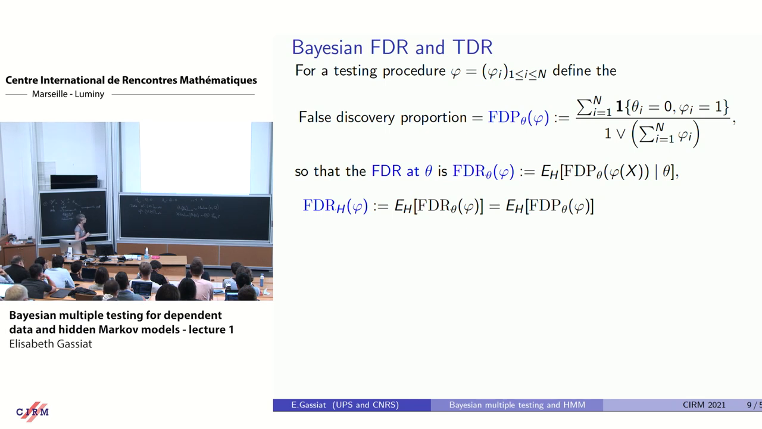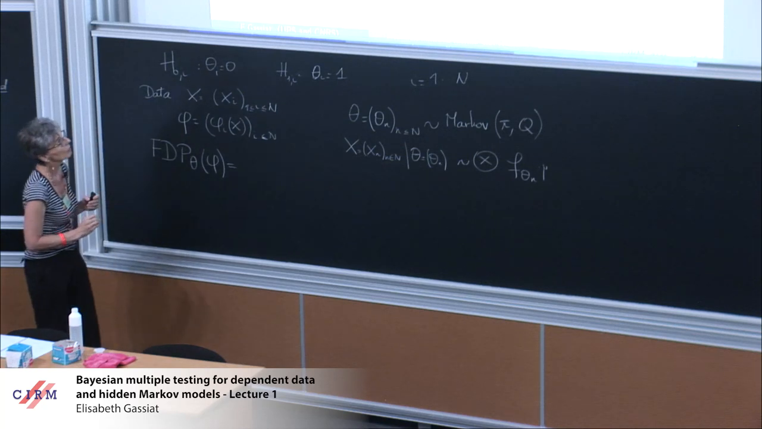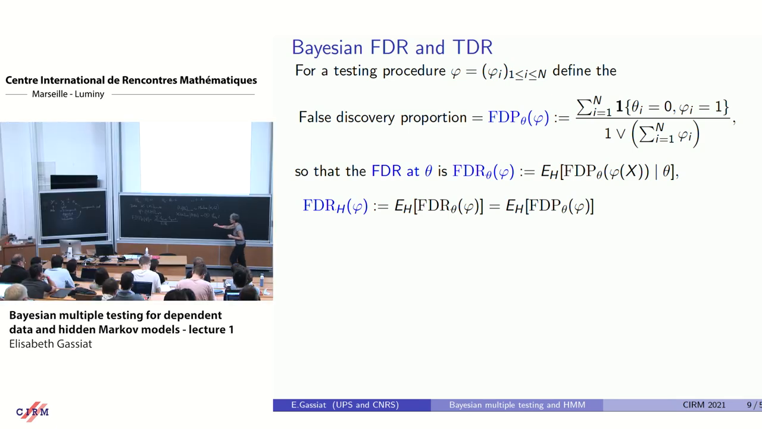So first, let's fix what we want to control. We want to control the false discovery rate, and it's easily described using the false discovery proportion, which depends on the latent unknown and on the procedure. You count how many times you have a false discovery among all discoveries. So the indicator that phi_i equals 1, or phi_i is the same. If you have 0 discoveries, you don't care. It's not important, but I write it.